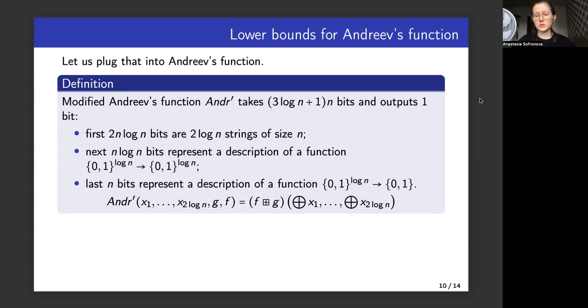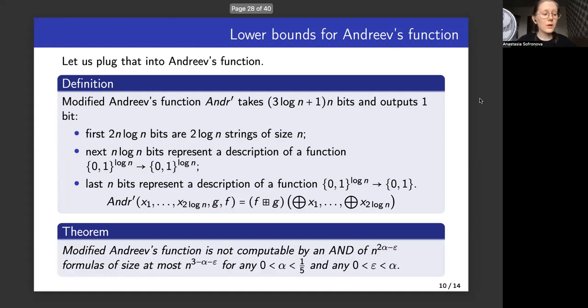And the scheme is essentially the same as with the original Andreev function, though the shrinkage argument that we apply here is slightly different from the one in Håstad's paper. So the theorem that we get is that the modified Andreev function is not computable by an AND of n to the 2 alpha minus epsilon formulas of size at most n to the 3 minus alpha minus epsilon, for any alpha less than 1/5, and epsilon is an arbitrarily small constant.